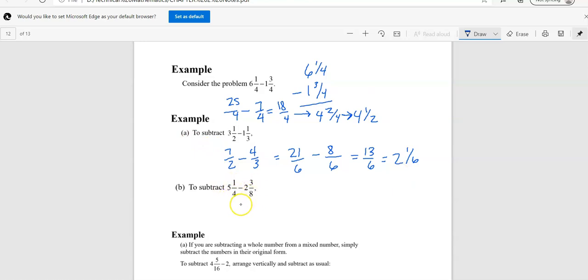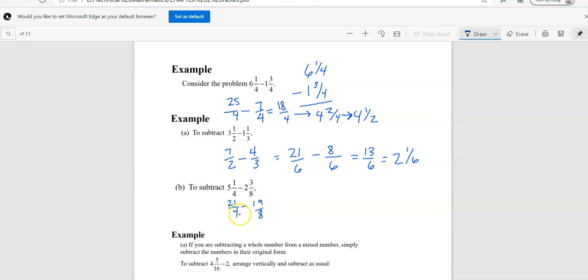Okay. 5 1/4 minus 2 3/8. So I could just go ahead and change this. Let's make this an improper fraction. So 4 times 5 is 20 plus 1, so 21 over 4. 8 times 2 is 16 plus 3, 19 over 8.